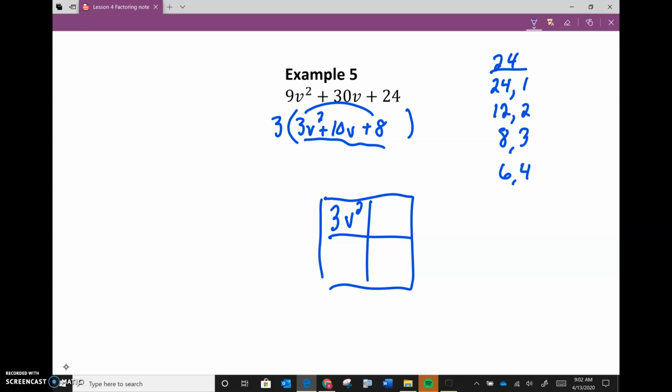So we got our 3v squared. We would split this middle term into 6v plus 4v. So 6v, 4v, and then plus 8. So common factor of my top row at this point would be a 3, and they also share a v. So if you know that's 3v, this would have to be v to get 3v squared. This one would have to be a positive 2 if I multiply those to get 6v. And then lastly, v times a positive 4 would give us our 4v. And if you check these last two, that does give us positive 8.